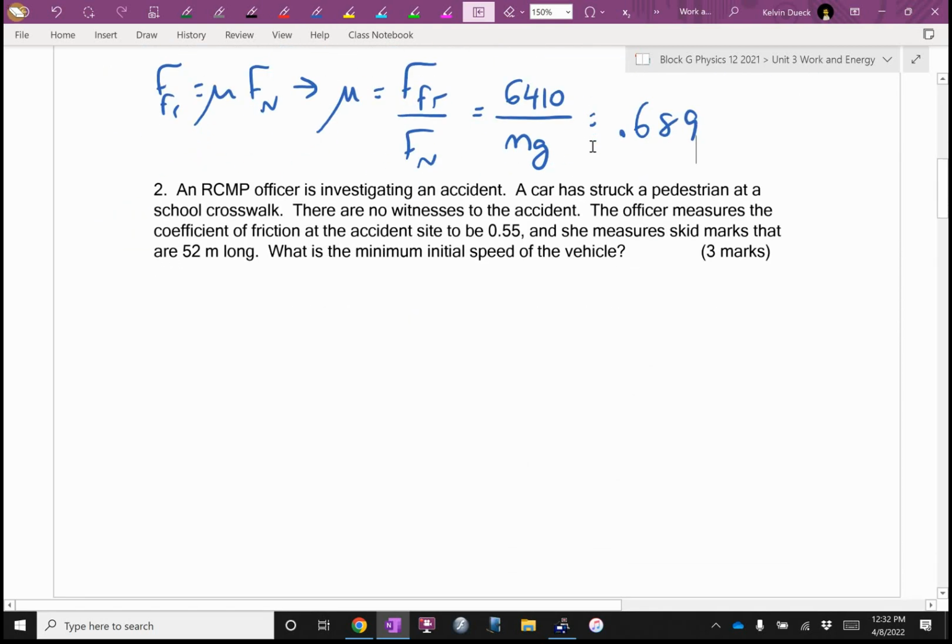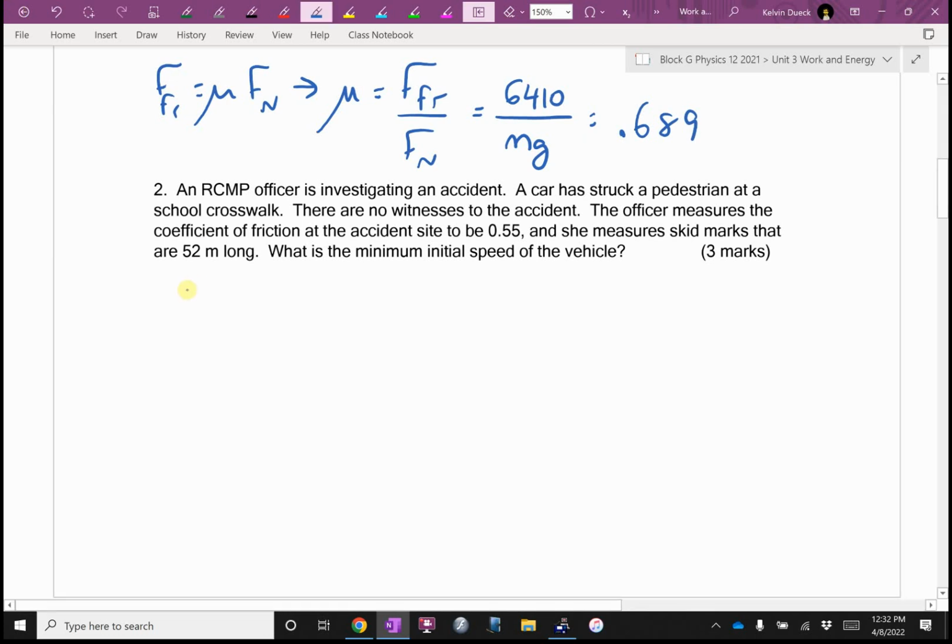RCMP officer is investigating an accident. Car has struck a pedestrian. We want the minimum initial safe speed. This is the full-fledged version after Physics 11 when I had to have the cell phone pick up the sound of the skid. I don't know if you remember, it was one of the first questions I did with you in the kinematics unit. I mean, as if the cell phone's going to pick up the sound of the skid. What a cop-out was that? No, we can do it.